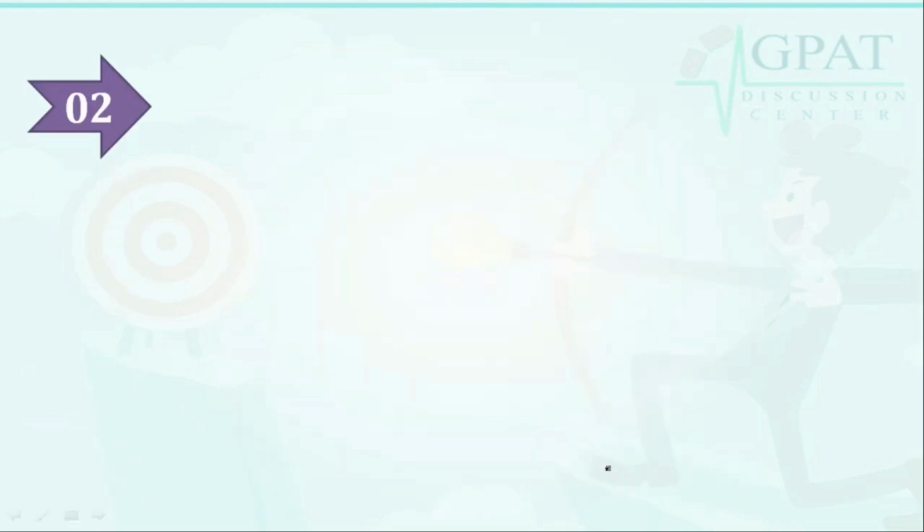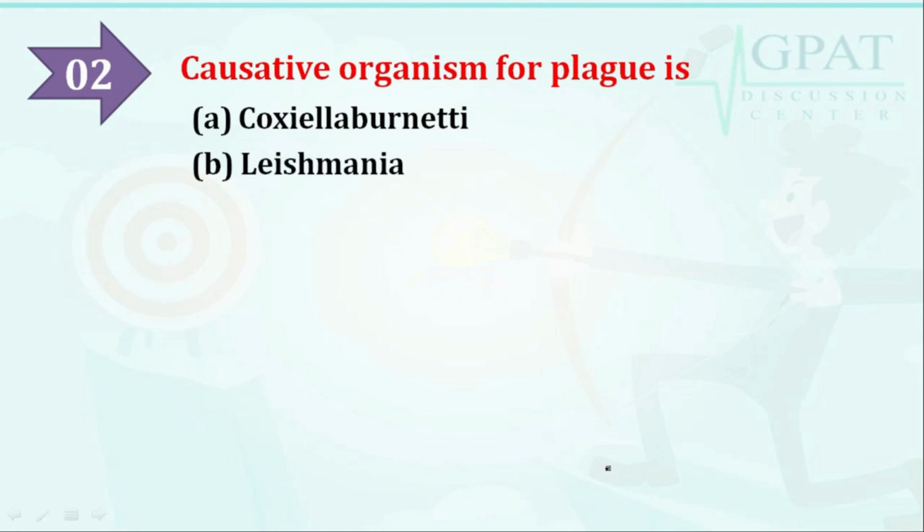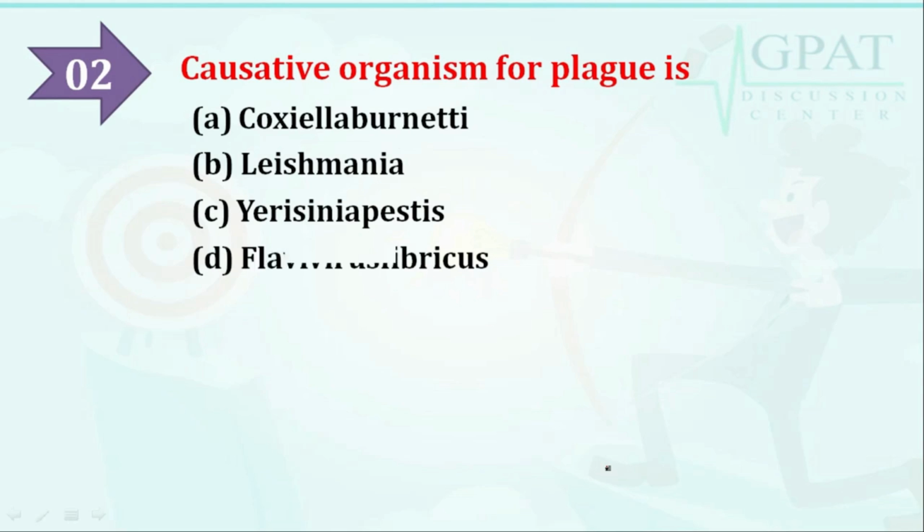So the next question is: the causative organism for plague is, and here we have options A, unclear, B, Leishmania, C, Yersinia pestis, D, flavivirus. So the correct answer is Yersinia pestis.